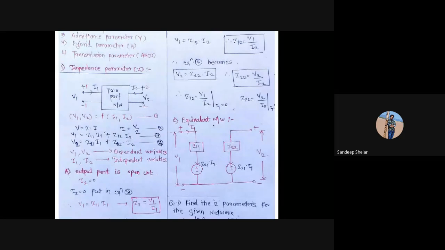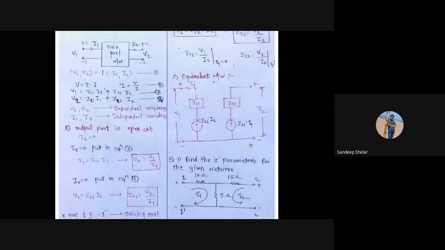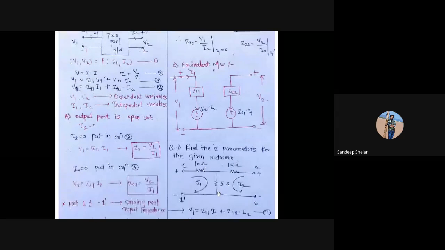Now we have to solve a problem based on the Z parameters. The given network is shown here, in which there are two currents, I1 and I2, and voltage V1 for the input side and voltage V2 for the output side.